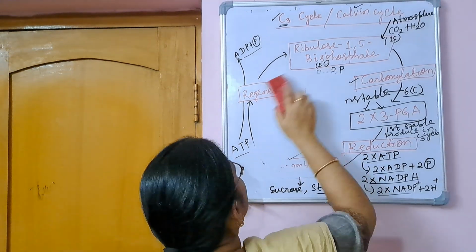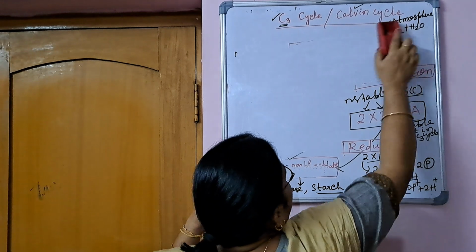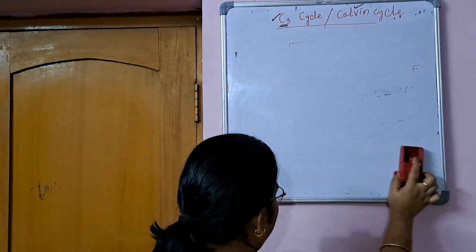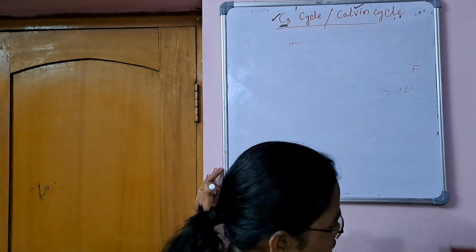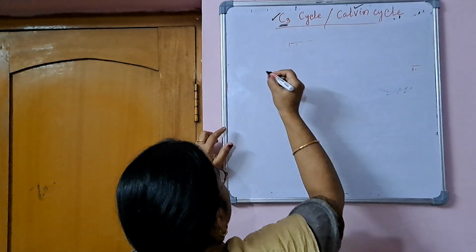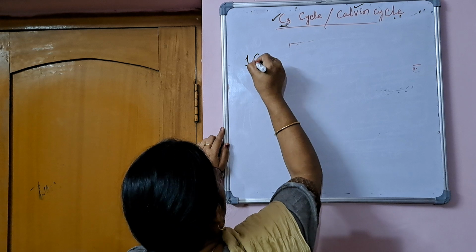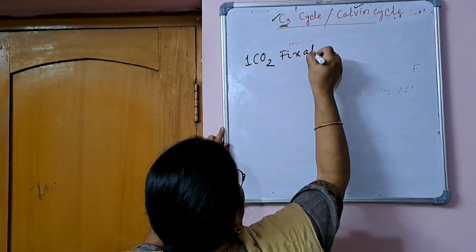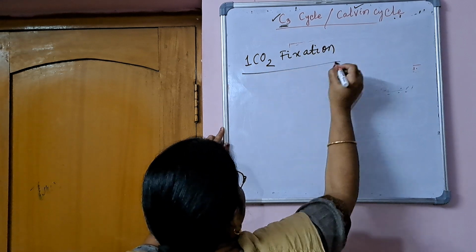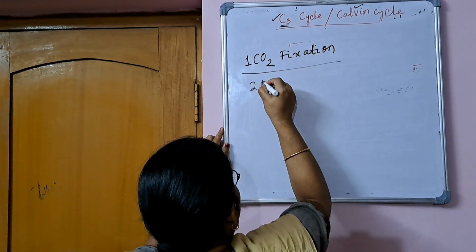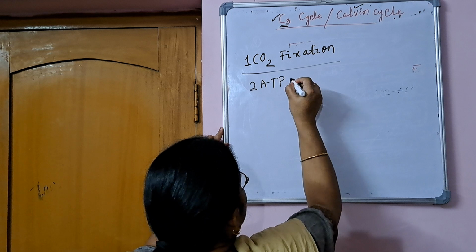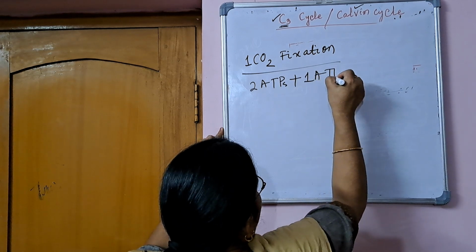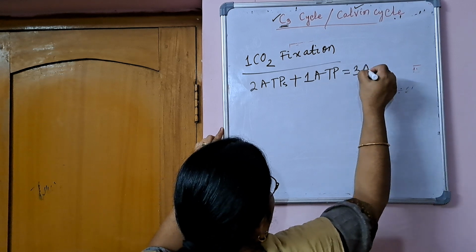Now let us calculate how many ATPs and how many NADPH are needed for the production of one glucose molecule. Now from the C3 cycle you have seen in different steps, for the fixation of one carbon dioxide molecule, there is need of 2 ATP in the reduction step and 1 ATP in the regeneration step, that is 3 ATPs are needed.